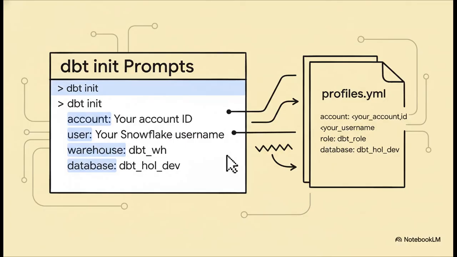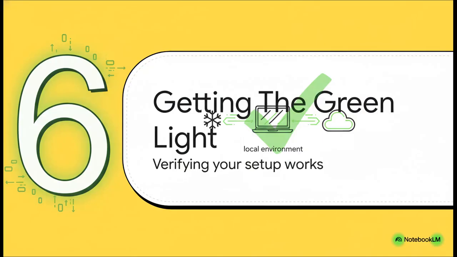Now, the good news is you don't even have to create this file by hand. When you run the dbt init command in your terminal, it basically acts like a helpful wizard. It'll walk you through a series of prompts asking for all of these details you see here. Then, it takes your answers and automatically generates that secret profiles.yml file in the correct, safe location for you. Pretty cool, huh? So, we've prepped Snowflake, we've set up our local environment, and we've configured our connection.